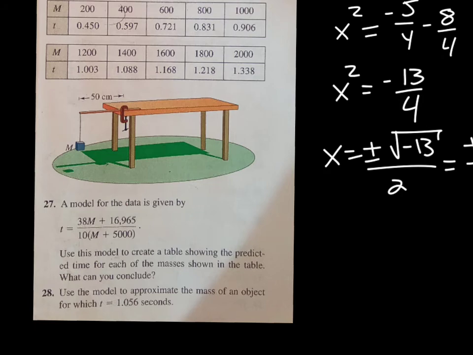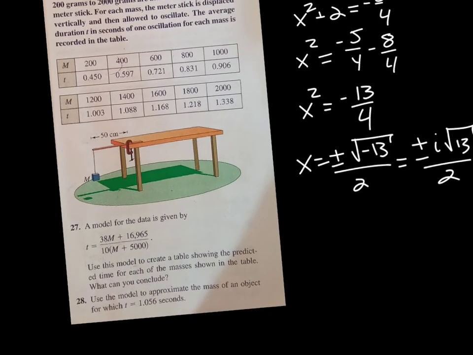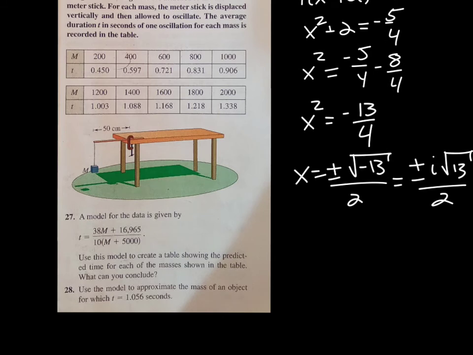So again, what we're talking about here is this is experimental data. This is the model that represents this data. They're saying, take this model and plug in these m values and see how close we are to the actual data. And then it says, what can you conclude from that? So experimental data, and the model that is used to predict what these seconds would be. I think you guys can figure that out from there.